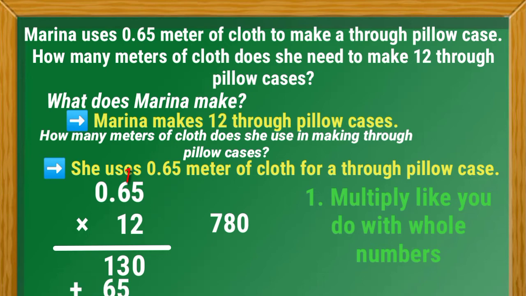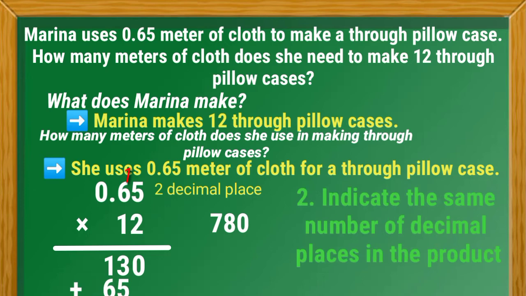In our multiplicand, we have 2 decimal places, and we don't have decimal places in our multiplier. So we only have 2 decimal places in the factors. Then, indicate the same number of decimal places in the product. So what are you going to do? You are going to count 2 decimal places from the right going to the left.